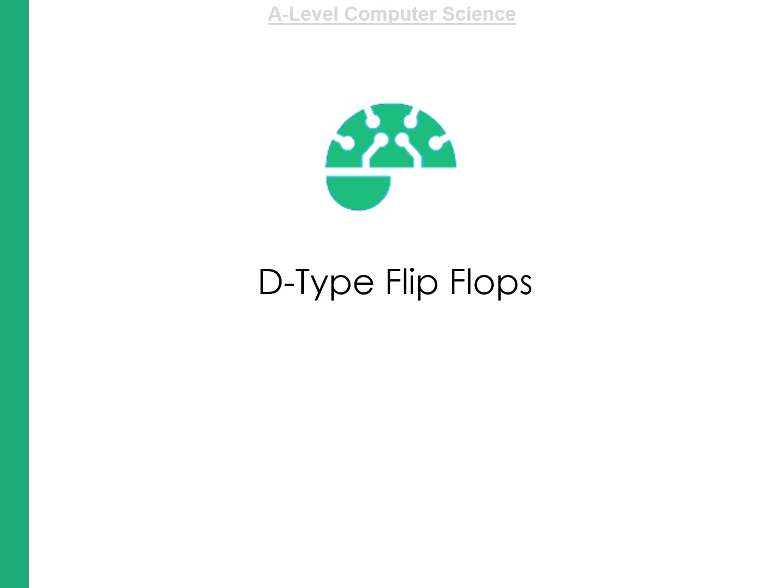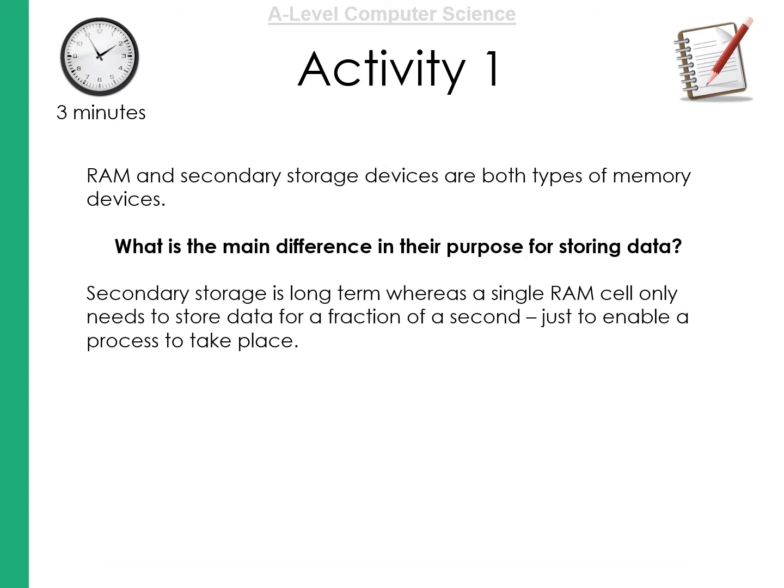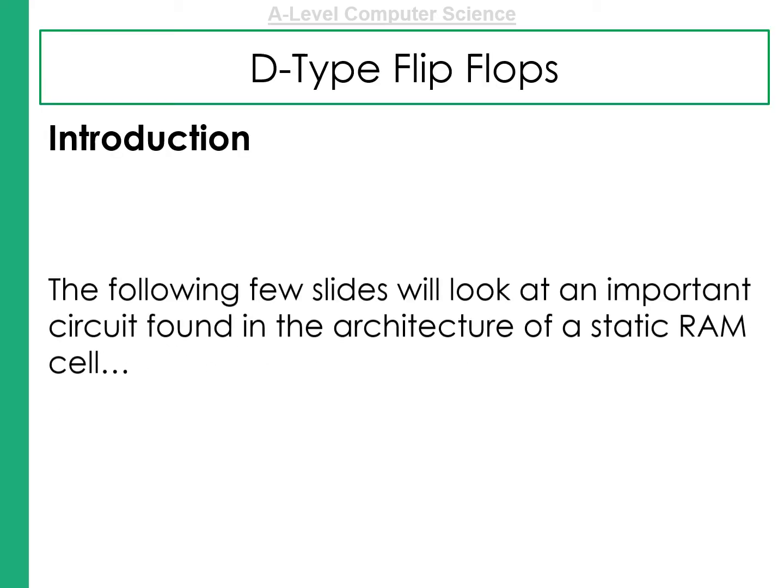In today's lesson, we're going to be looking at D-type flip-flops. For your starter activity, I want you to think about what the differences of RAM and secondary storage are and their purposes. Try and do a little bit of revision if you can't remember what the differences are. So remember, secondary storage is long-term, whereas RAM actually is volatile. So that data is going to be deleted when the computer's turned off.